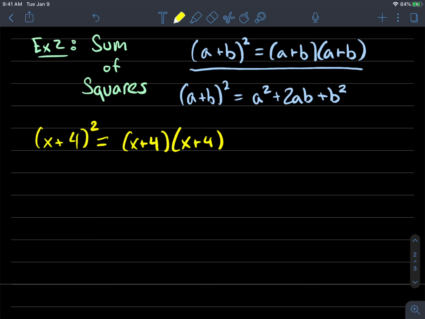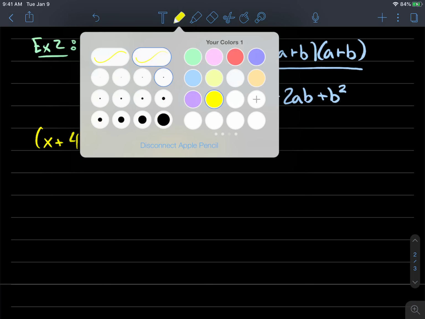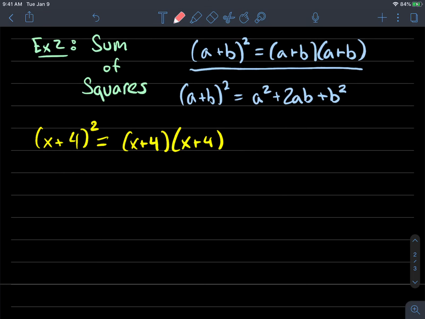All right. And now we're just going to FOIL. We're just going to use the distributive property. You can use the box method. That's fine, so long as you multiply this the long way. So you're going to have x times x, and then x times 4, plus 4 times x, and then 4 times 4.